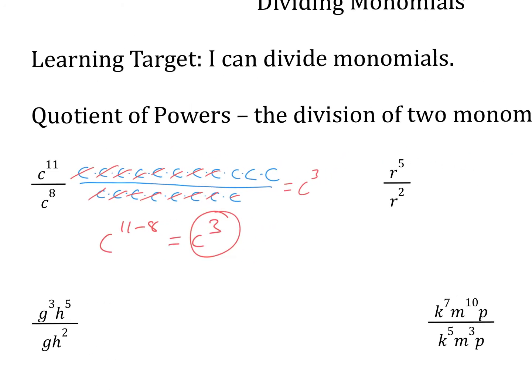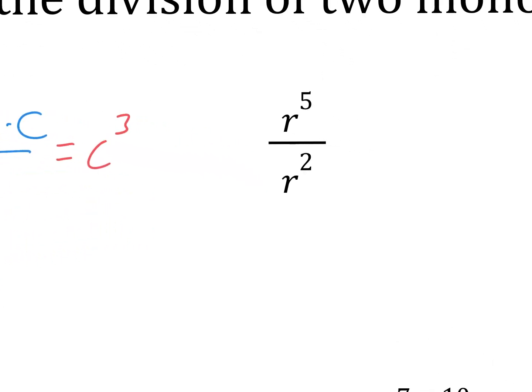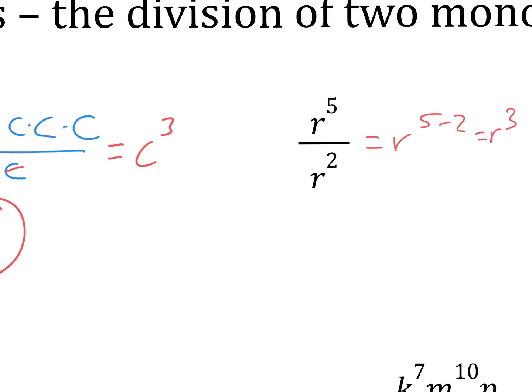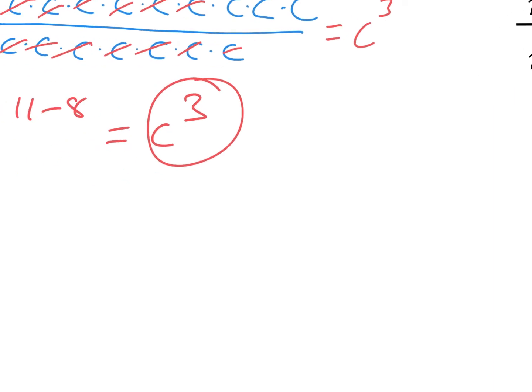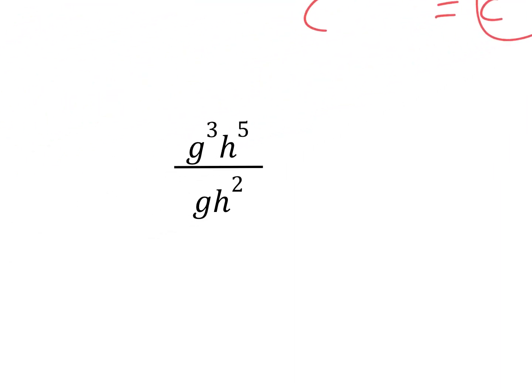Okay, let's look at another one. So here we have r to the 5th divided by r to the 2nd. Okay, and again, we're going to subtract those. So that's going to equal r to the 5 minus 2, which is r to the 3rd. Okay. Now sometimes we have multiple variables. Okay, and we'll still just do the same thing with each set of variables.